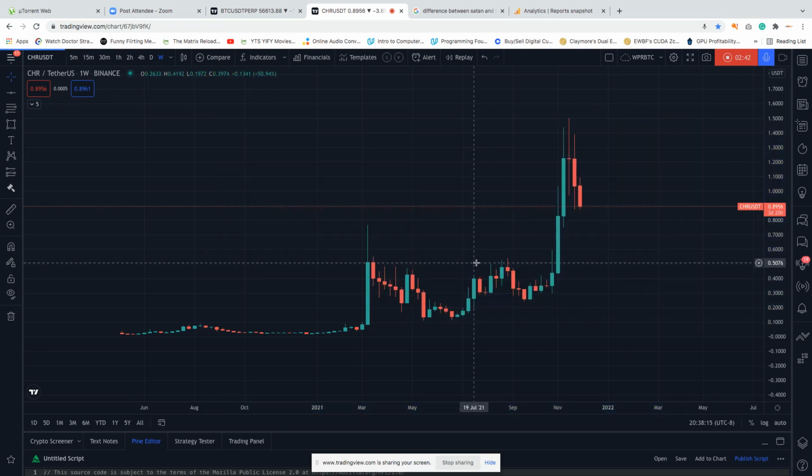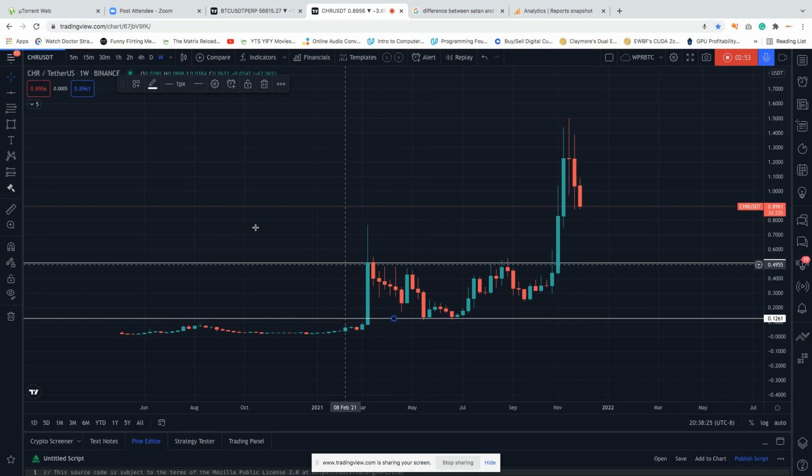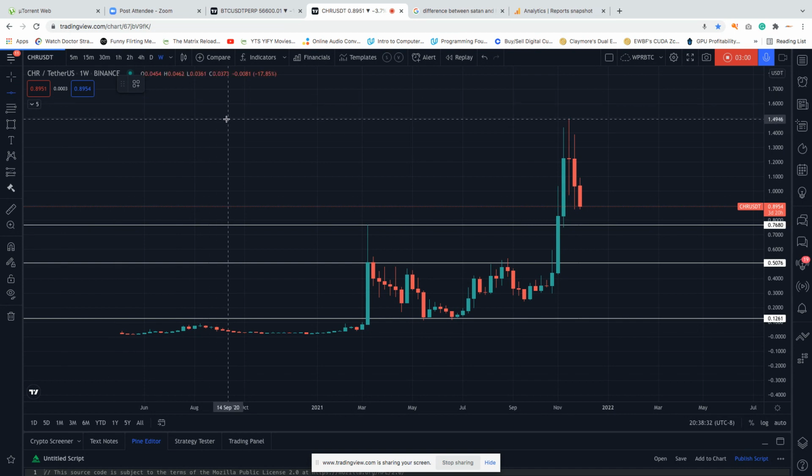Now, we're going to first start. I said I'm going to start from scratch. So I'm going to try to get the levels on CHR. What are these levels? These levels are support and resistance areas, right? So you can see support and resistance, right? So I am looking at support and resistance.